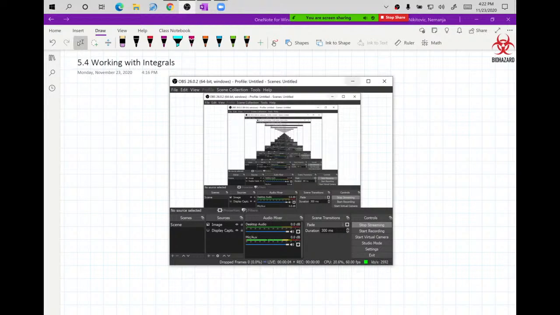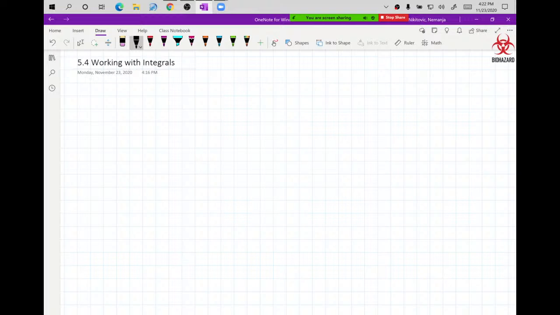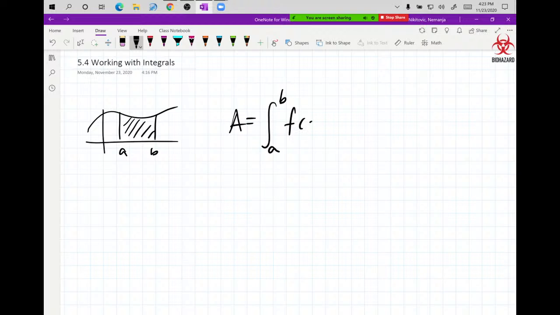Hello and welcome back to Calculus 1, section 5.4 on working with integrals, i.e. just a bunch of formulas that we can use if the stars line up in that particular way. So far we learned that we can calculate area under the curve with the definite integral a to b f of x dx.